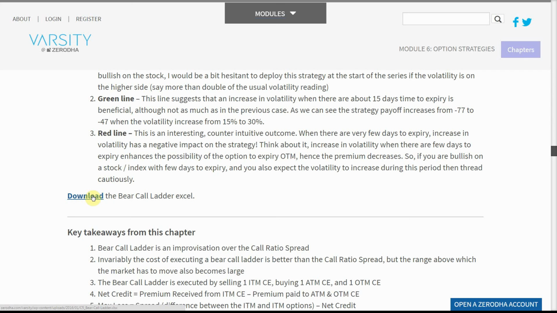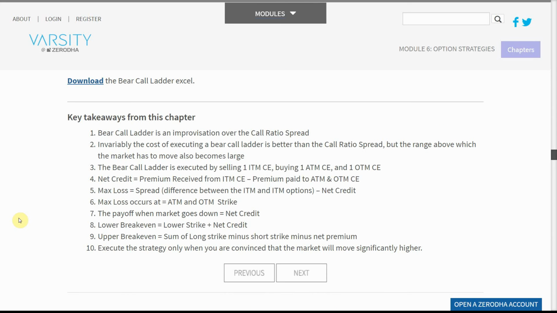Bear call ladder is an improvisation over the call ratio spread. Invariably, the cost of executing a bear call ladder is better than the call ratio spread. But the range above which the market has to move also becomes large.